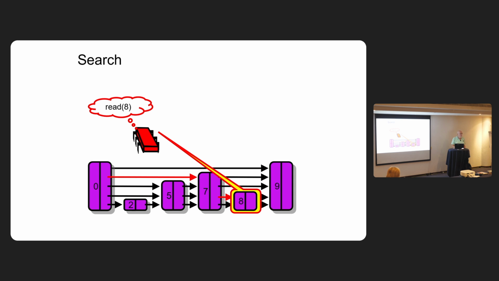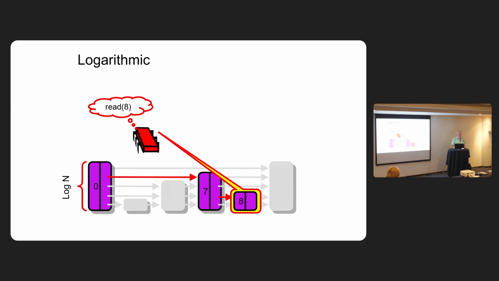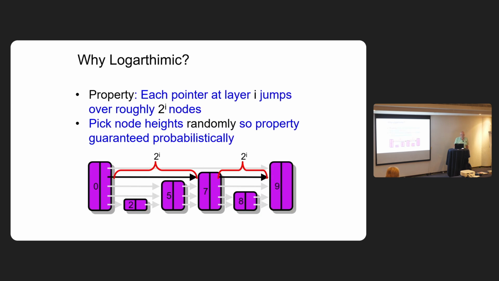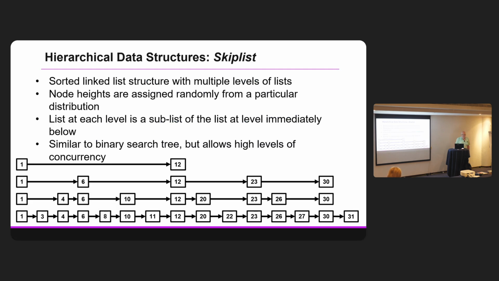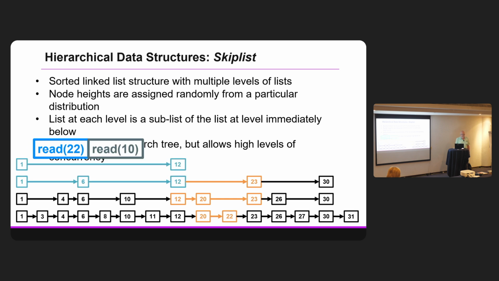Inserts and removes are done in a similar kind of way. Each layer jumps over basically 2 to the i nodes. Typically, you choose heights randomly. Summarizing here, we have a sorted linked list structure with multiple layers. Each layer is a sublist of the list immediately above it. By its nature, it also allows a fair amount of concurrency. Here, for example, we're reading 22, and at the same time, we're reading 10.